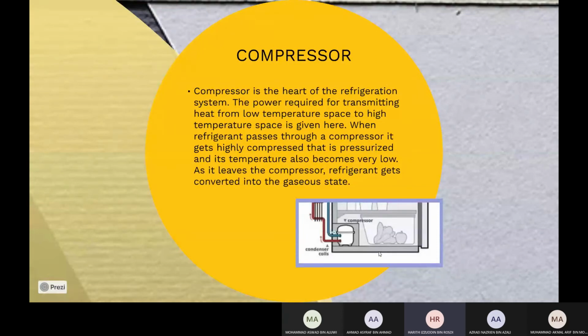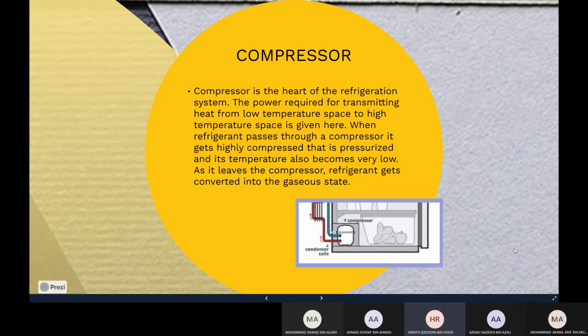Assalamualaikum. So one of the important components in a refrigerator is the compressor. The compressor is the heart of the refrigeration system. The power required for transmitting heat from a low temperature space to a high temperature space is given here. When refrigerant passes through a compressor, it gets highly compressed, that is pressurized, and its temperature also becomes very high. As it leaves the compressor, the refrigerant is in a gaseous state.